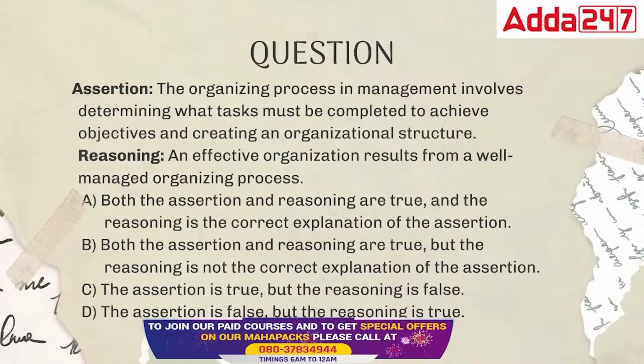Okay, here comes the question on reasoning and assertion, everyone. Go ahead and try. The organizing process in management involves determining what tasks must be completed to achieve objectives and creating an organization structure. They're talking about the organizing process where we try to find out what the tasks are, and how we are going to arrange the resources and everything. And then we have the reasoning: an effective organization results from a well-managed organizing process.